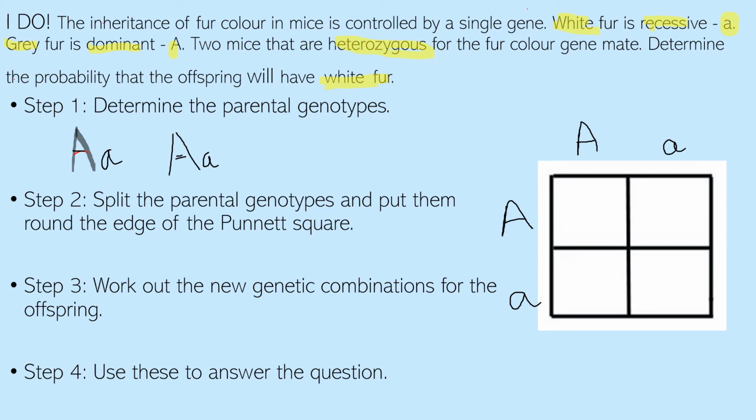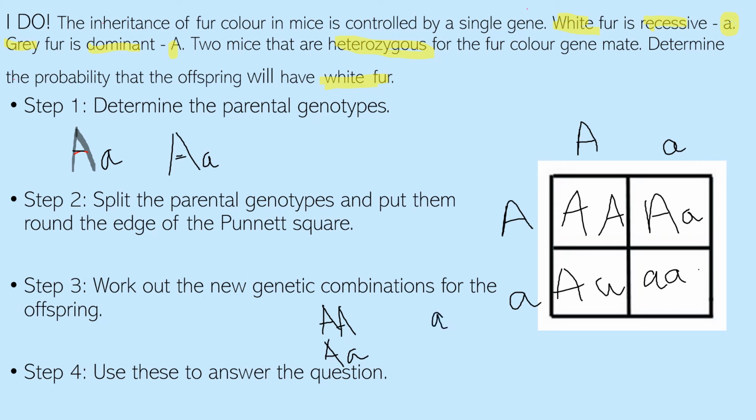In the first box, going down and across, it's A times A, so we're going to have 2 big A's. For the next one we're going to have big A with little a, and then again big A with little a in the bottom one, and then 2 little a's. Now I'm going to write out what combinations I have. One of my combinations is AA. Another combination is a big A, little a. And my final combination is little a, little a.